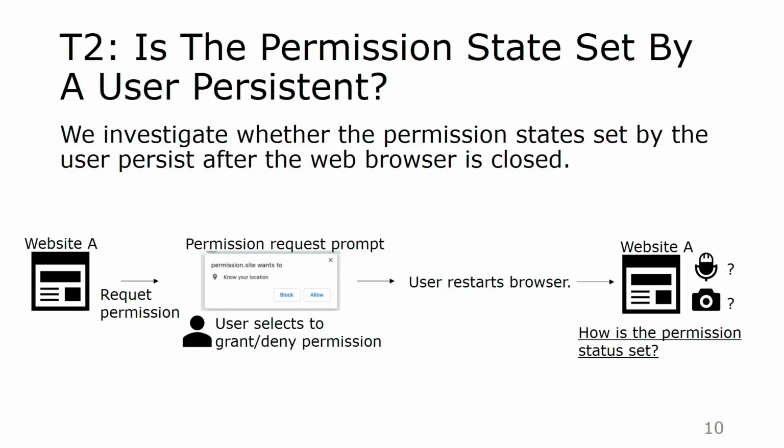First, I provide the analysis scenario T2. In T2, we analyze the persistence of a permission state. Specifically, a client device first grants or denies the permission prompt. Then, we restart the browser. Finally, we investigate the permission status on the browser when it receives a permission request from the same origin website.